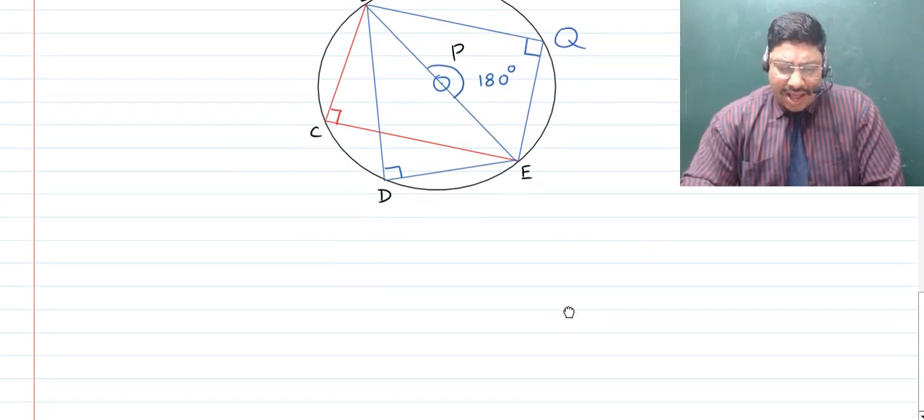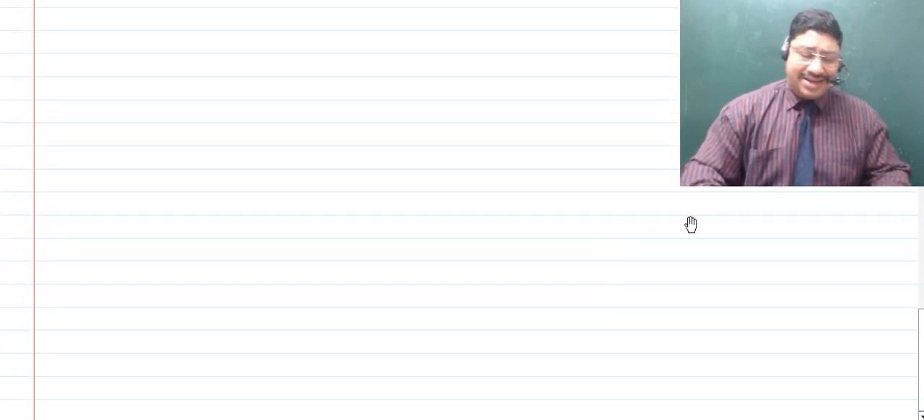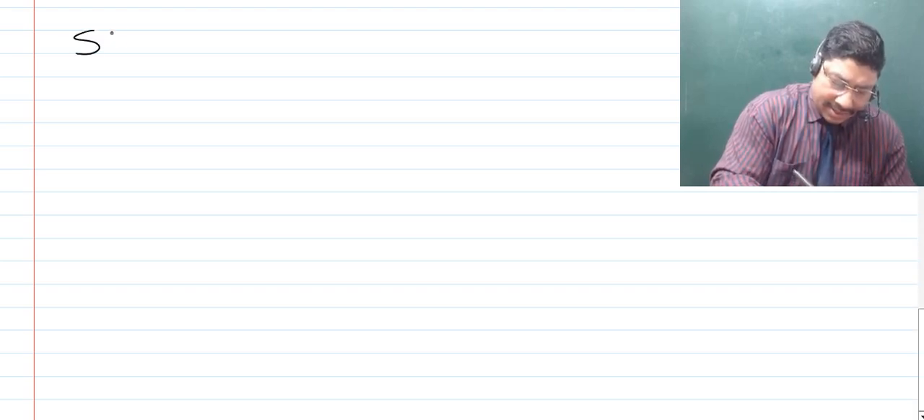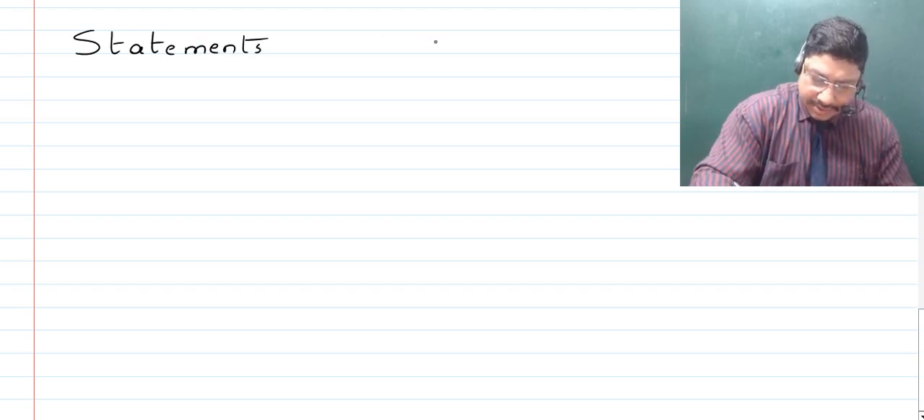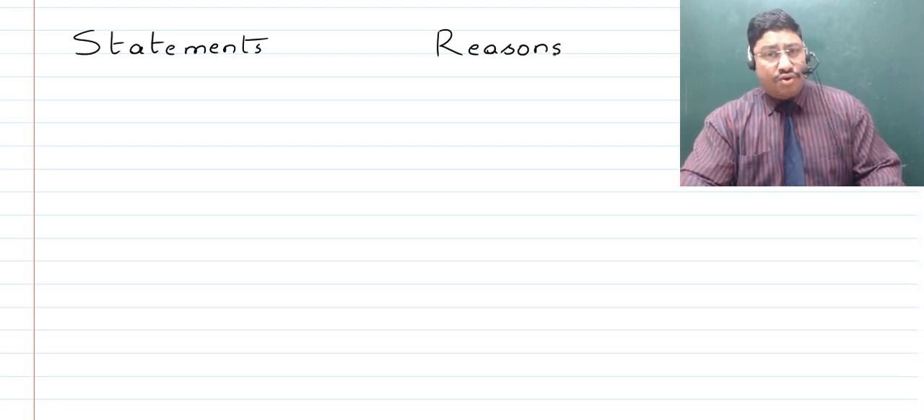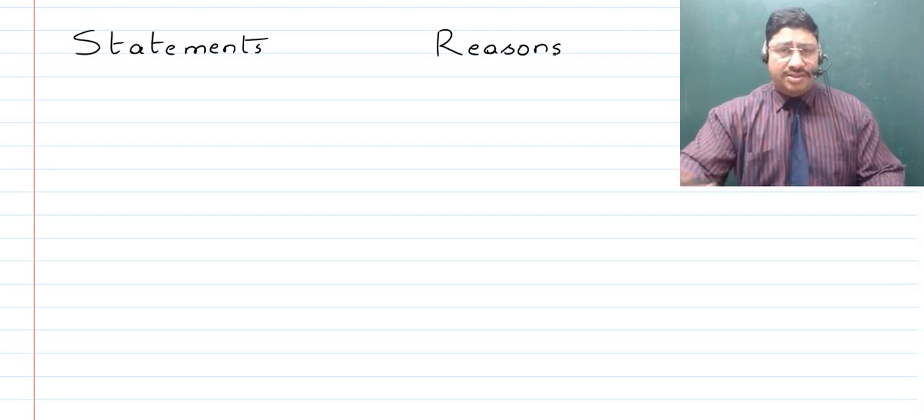Whenever you are to do certain sums in geometry, make sure that on the left hand side you write the statements, and on the right hand side you write the reasons. So what you've done is on the left hand side, and why you've done it is on the right hand side. That is how your theorems are written, and it is expected that when you go for your board exams, you also do it in a similar way.